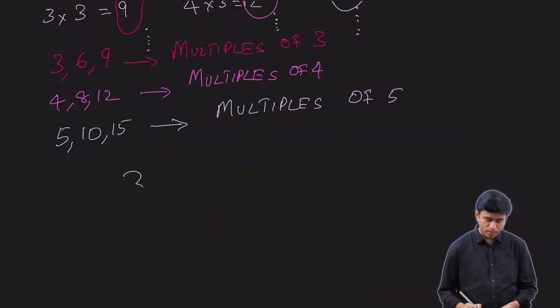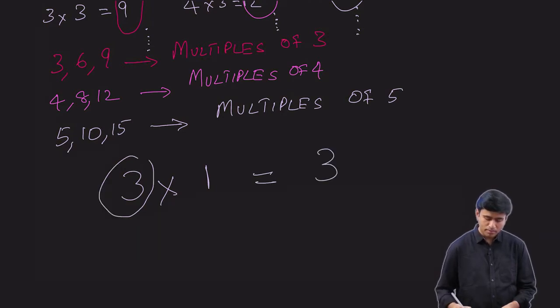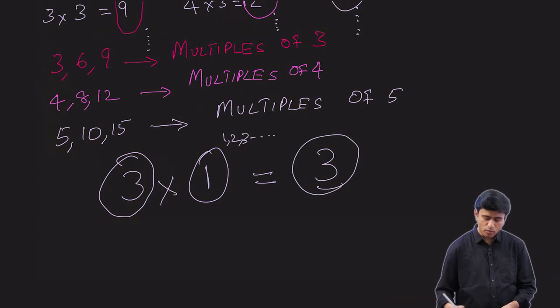So, if you take any number and multiply it with any natural number, the product becomes a multiple of that number. Natural numbers are 1, 2, 3, anything. Whatever product you get, that is the multiple of that number.